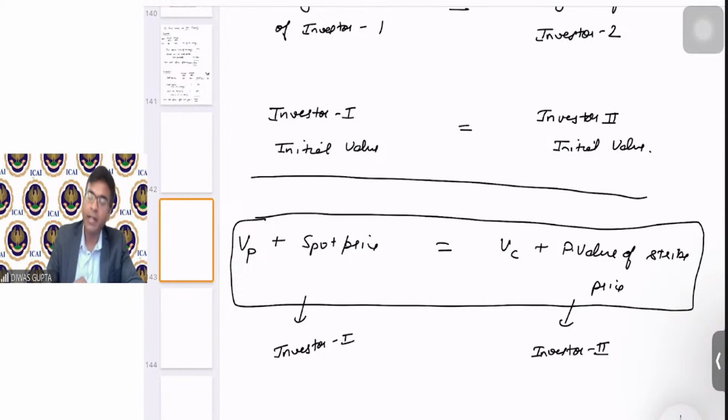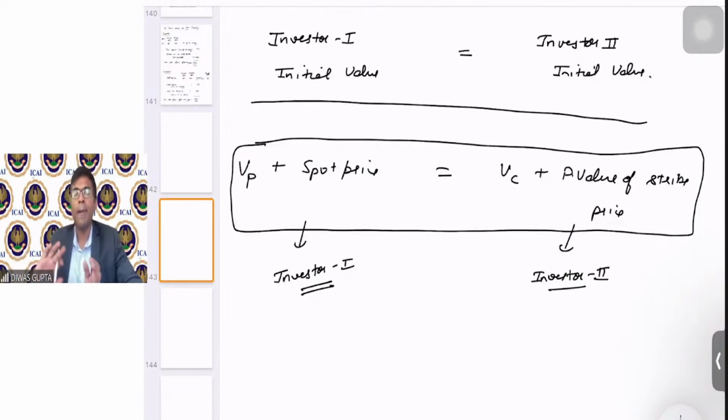Correct. And the logic is very simple. If their realization value at the end of the tenure is going to be the same, then there is no reason why the initial value should change. So the initial values would also be similar for put-call parity theory.